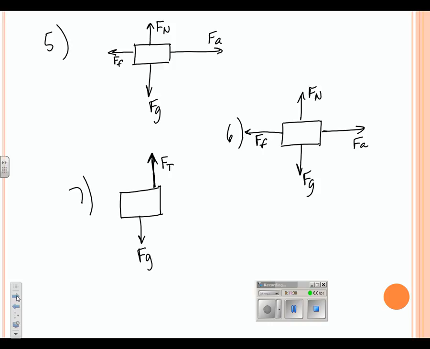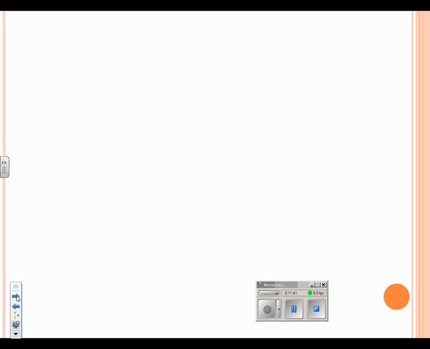All right, a skydiver is descending with a constant velocity, number 8. Consider air resistance. Okay, here's our skydiver. He's a box. He's got downward weight, and he's going to have upward friction. Since it is a constant velocity, my F of G has to equal my F of F value.